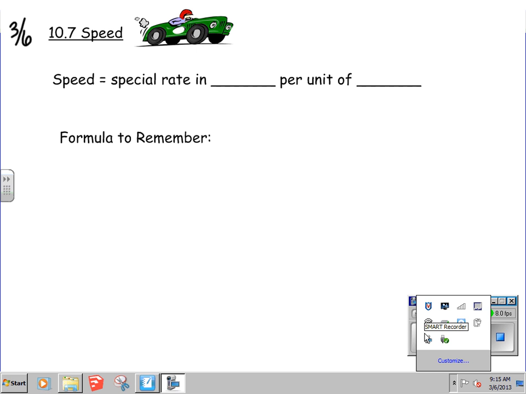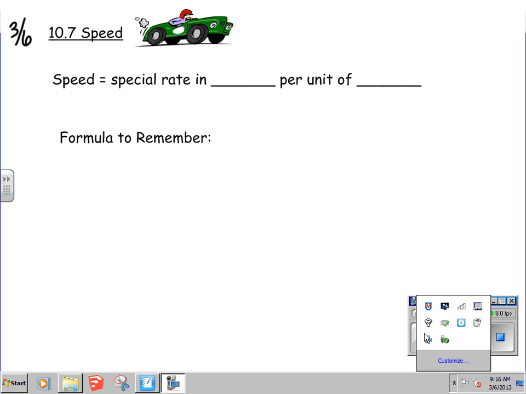This is speed, and this is complete review. This is just a chance for us to bring back what we knew and practice it. It fits in this unit because we've been talking about rates, and speed is a special rate. Speed is a special rate in what per what? Think about driving, cars and speeds. What is speed a rate of?